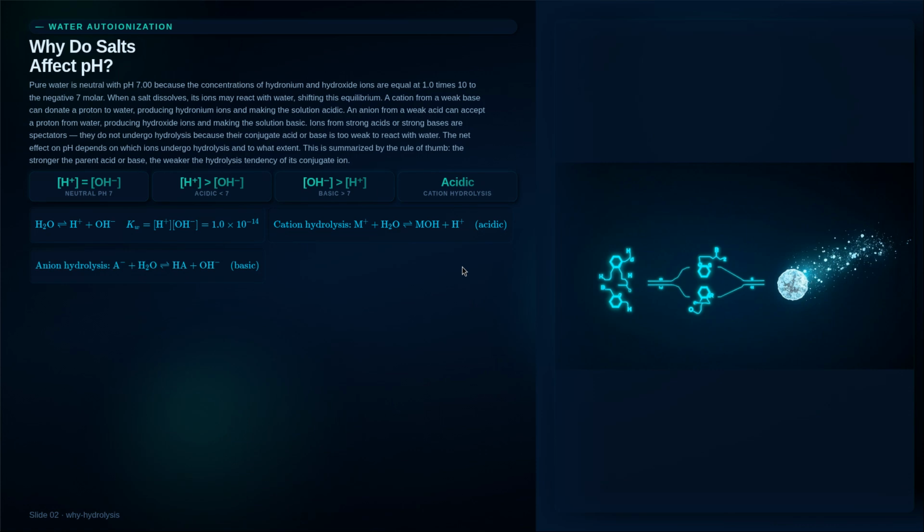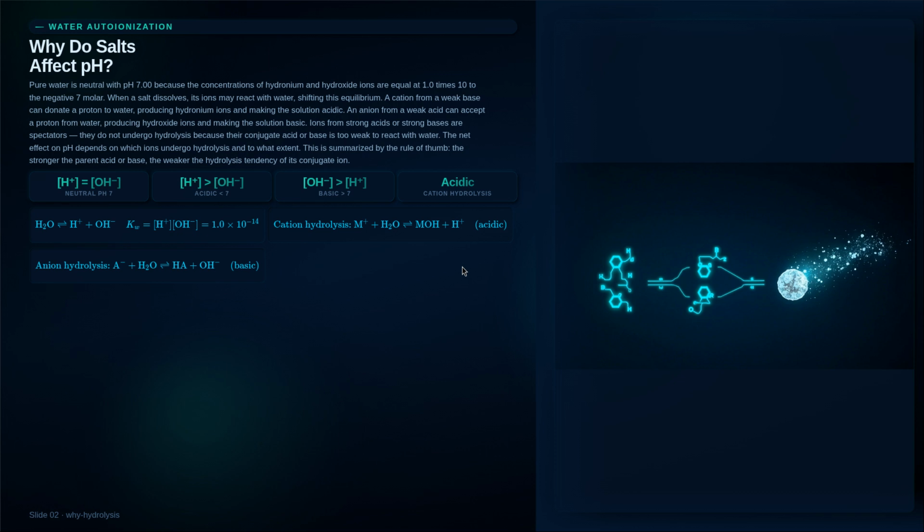Pure water is neutral with pH 7.00 because the concentrations of hydronium and hydroxide ions are equal at 1.0 times 10 to the negative 7 molar. When a salt dissolves, its ions may react with water, shifting this equilibrium. A cation from a weak base can donate a proton to water, producing hydronium ions and making the solution acidic. An anion from a weak acid can accept a proton from water, producing hydroxide ions and making the solution basic.